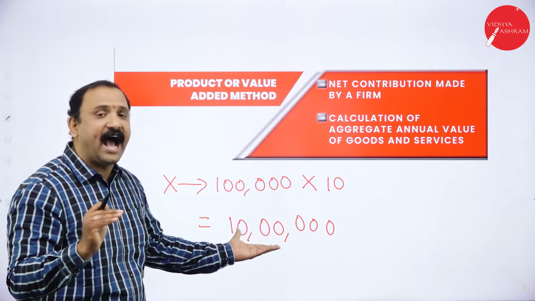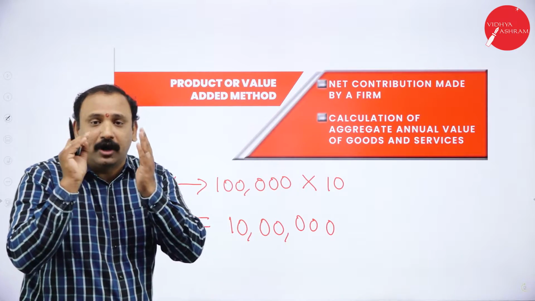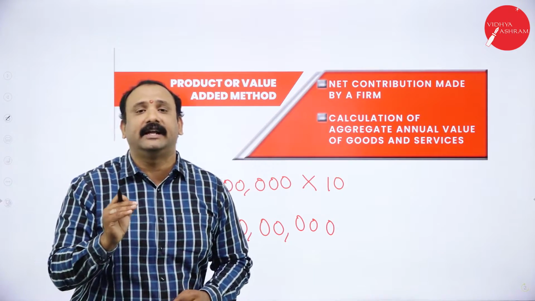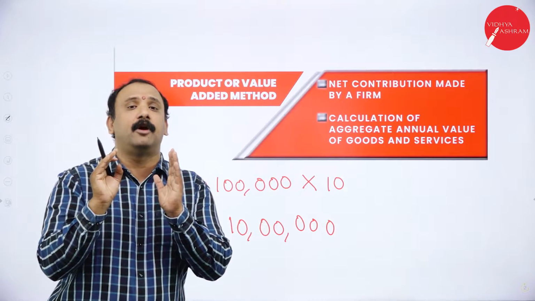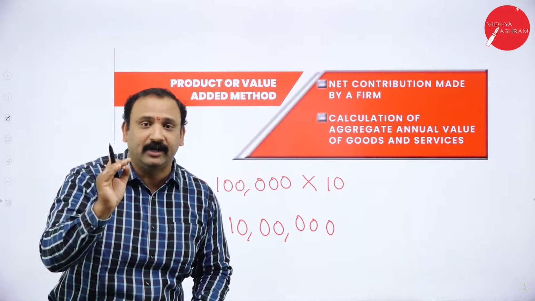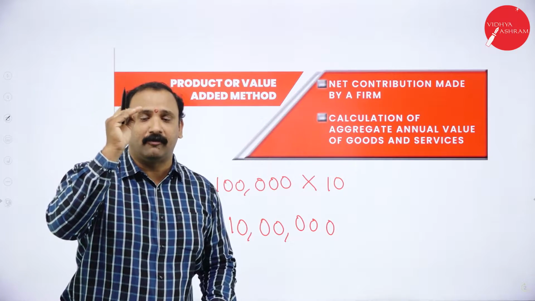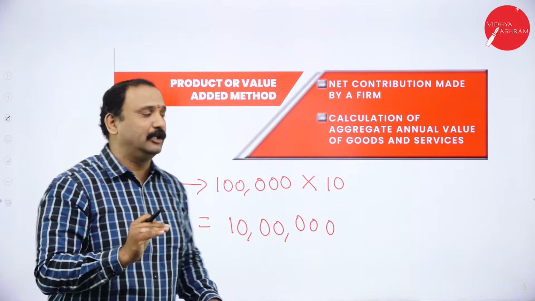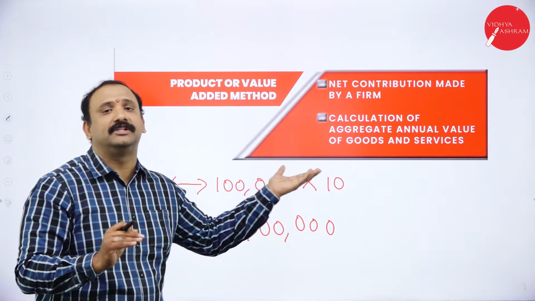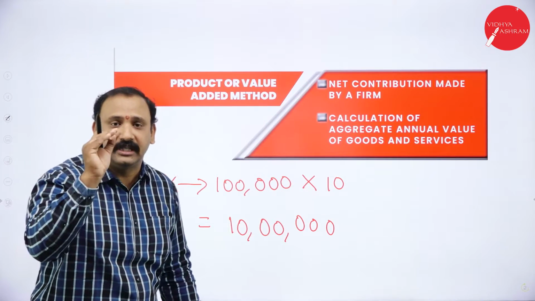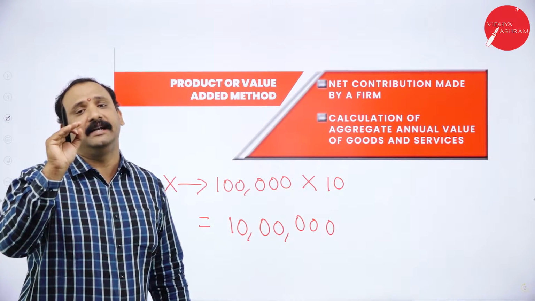So what is the aggregate annual value? 10 lakh rupees. So the contribution is calculated in the form of revenue. It is not just calculated in the form of products. Every product will have a price. So when you multiply the total number of products by that final value, you will get an aggregate value that is contributed towards the nation's growth. So this is the concept behind the product or value added method.